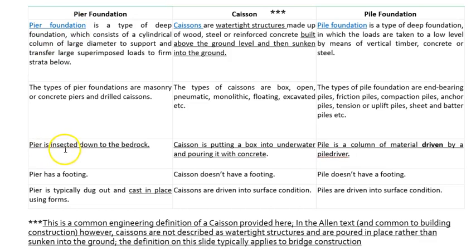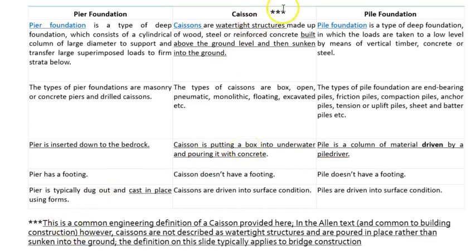So, piers, a pier is inserted down to the bedrock, so inserted being an important point, so it's not poured, but it's inserted. A caisson, by common engineering definition, is a watertight structure, and a caisson is putting a box into underwater and pouring concrete into it. So in the broader engineering world, a caisson refers to what typically happens in bridge construction. However, if you're only talking about residential and commercial construction, and you're looking at the Allen book, caissons do exist there as well, and then the watertight issue is not mentioned at all.